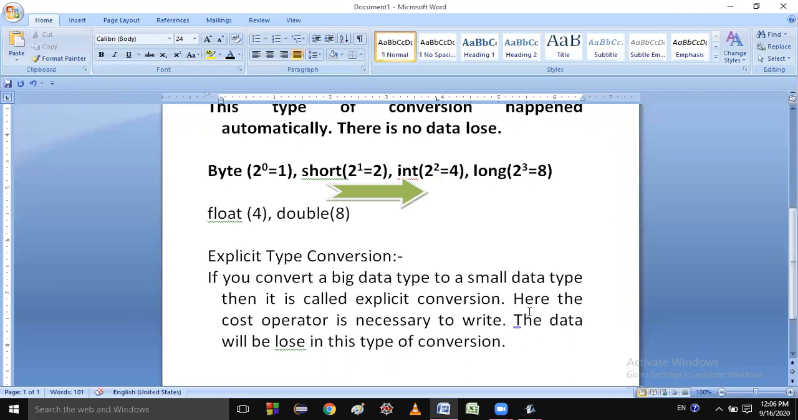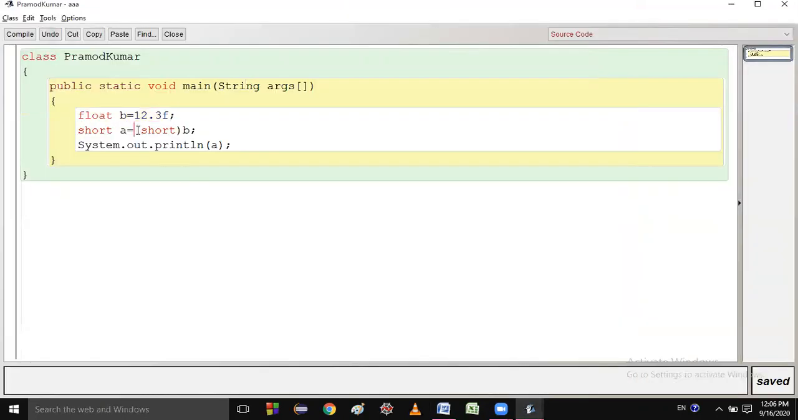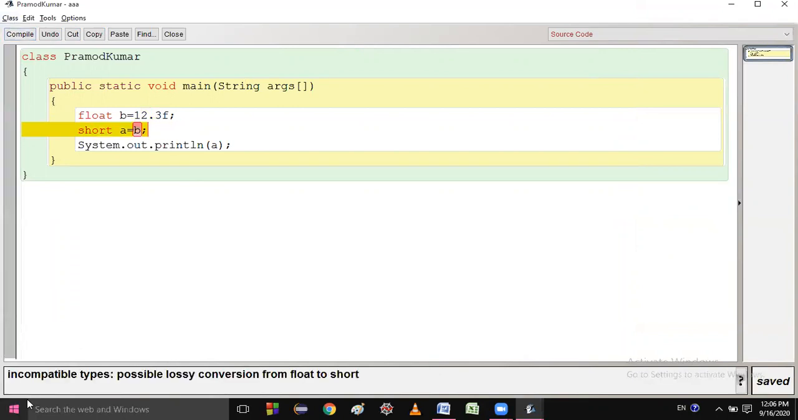And next is the condition. There is a necessary condition to write the type cast operator. If you remove this type cast operator, then you will see there is an error. Just see here. Compile: incompatible types, possible lossy conversion from float to short. But in implicit conversion, there was not any error, as you have seen. But here it is giving an error. So that means here the type cast operator is compulsory to write. Is it clear to you?